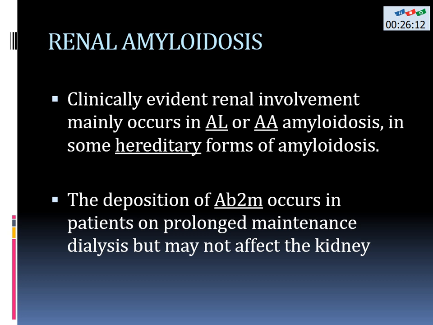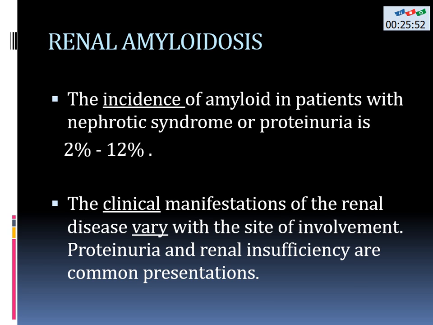Clinically evident renal amyloidosis: we will be discussing AL and AA, and again the hereditary amyloidosis. I want you just to take care of something: the beta-2 microglobulin amyloidosis that occurs in patients maintained on chronic hemodialysis actually is a type of amyloidosis, yes, but it does not primarily affect the kidneys. But we're also going to talk about it briefly later. The incidence of amyloidosis is about 2 to 12% of all nephrotic syndrome presentations.